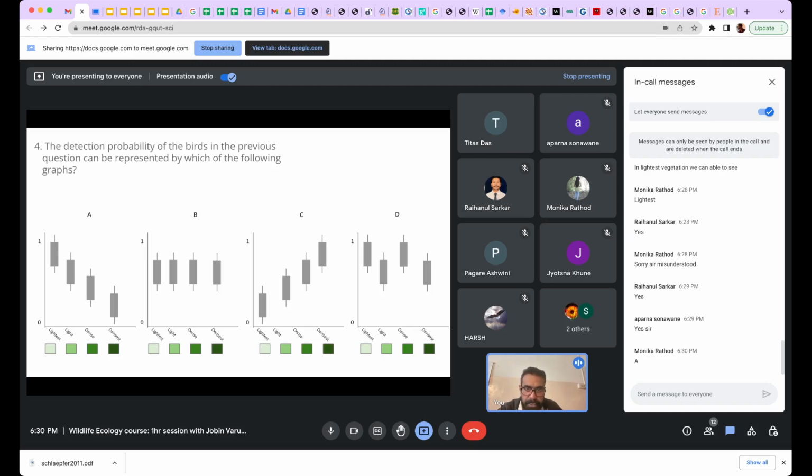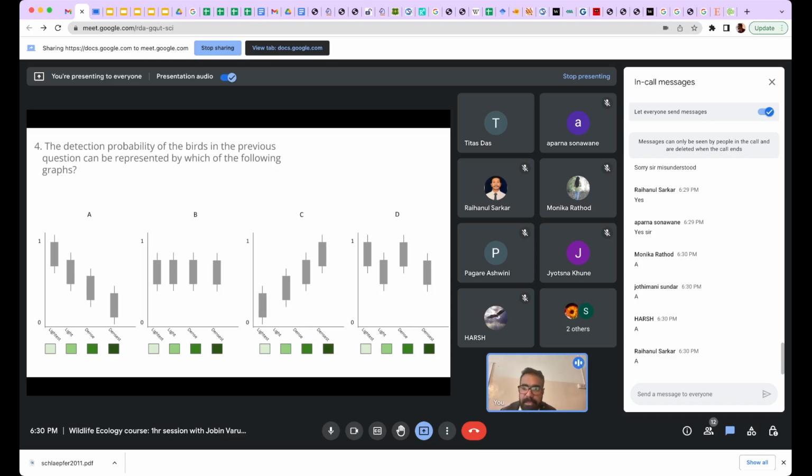So Monica says A. Jyotimani says A. Harsh says A. Great. Yes, sir. A is the answer. Titus says A. Rehan says A. So it's actually carrying forward from the previous question. We were asking where can the bird be seen the most, which was the lightest. So at the opposite end would be where the bird can be seen the least, which would be the densest, and everything is in between. So yeah, A should be the answer.